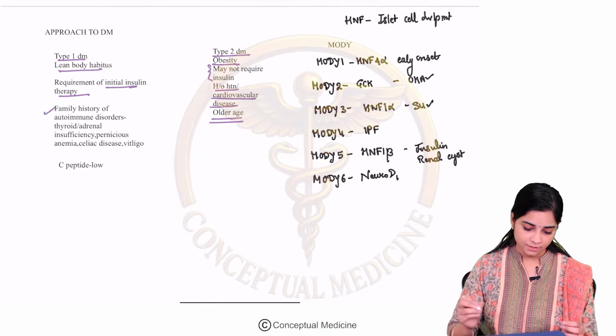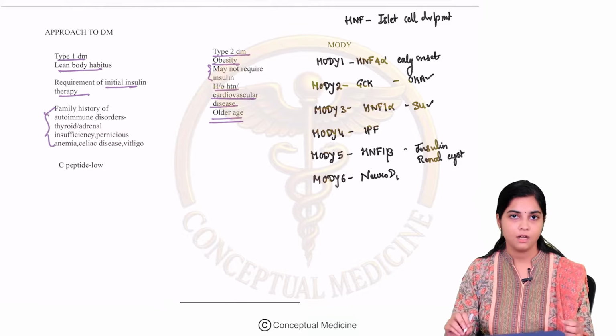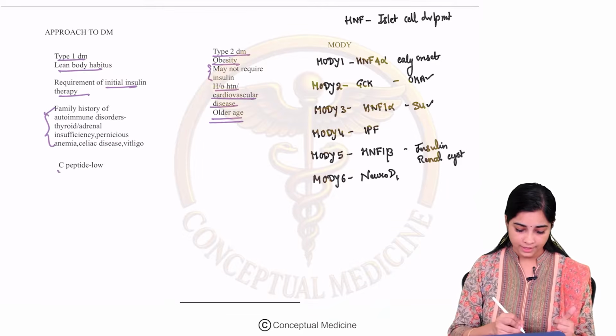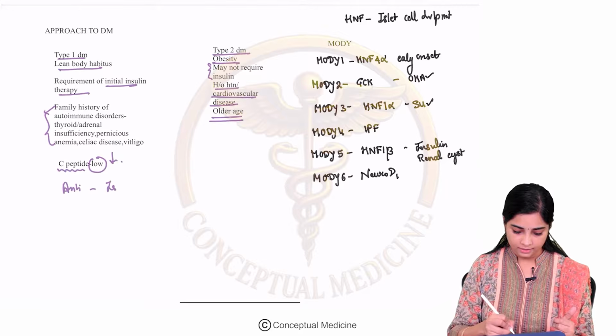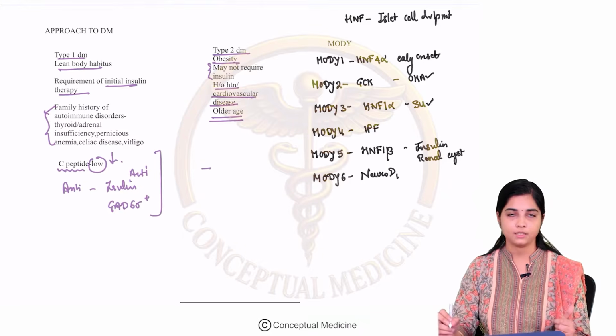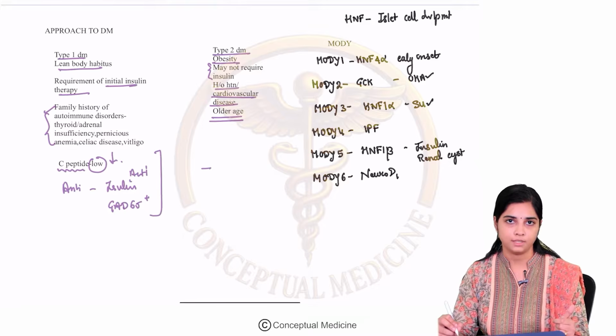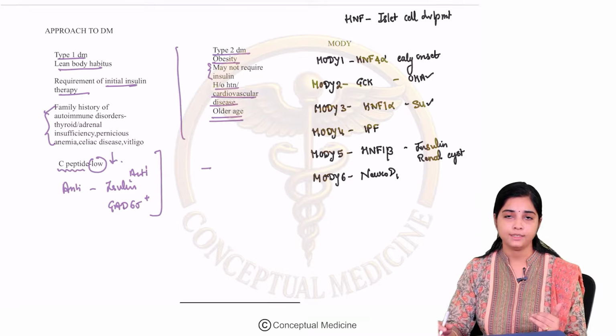Family history of autoimmune diseases is more common in type 1 diabetes. How do you diagnose? When you look at your fasting C-peptide levels, they are decreased in type 1 diabetes, and antibodies like your anti-insulin antibodies or your anti-GAD65 antibodies are present in your type 1, which is absent in your type 2 diabetes. Okay, so this is about how you will approach your type 1 and type 2.